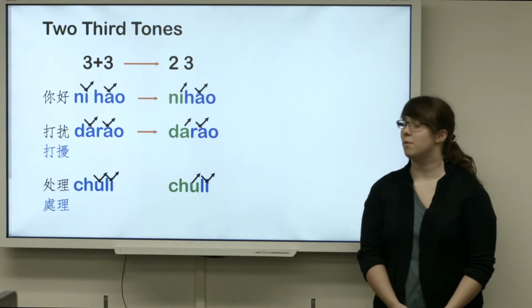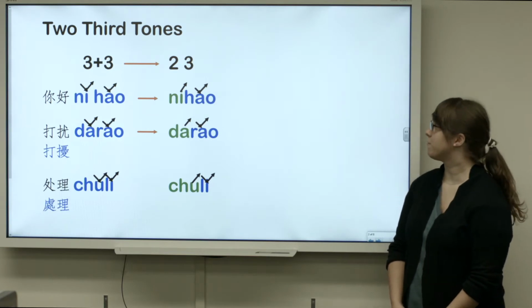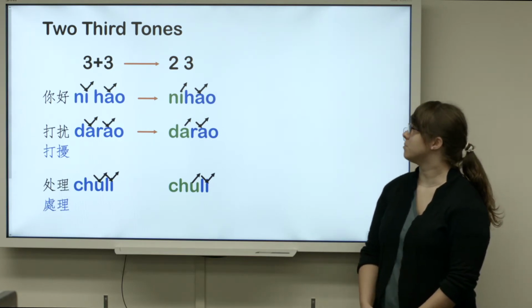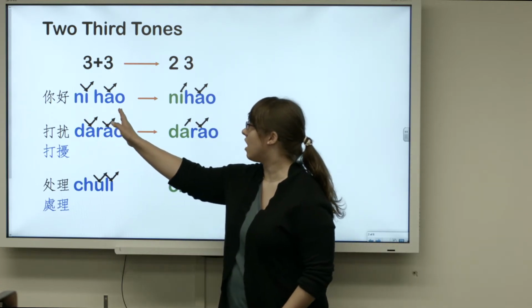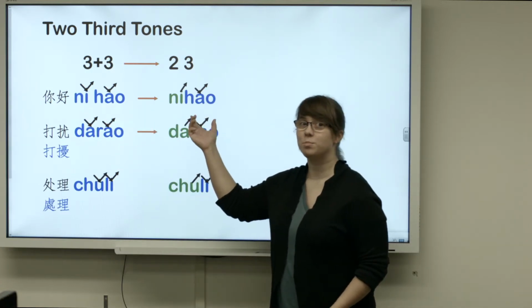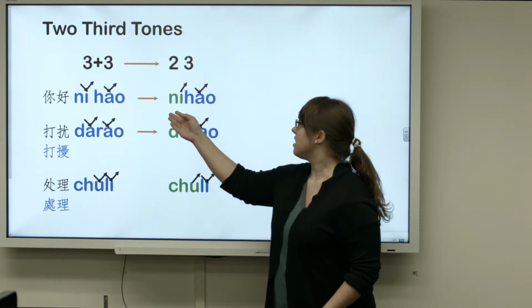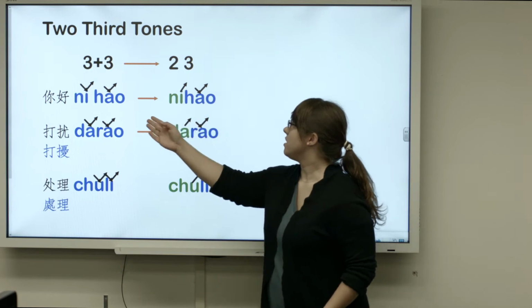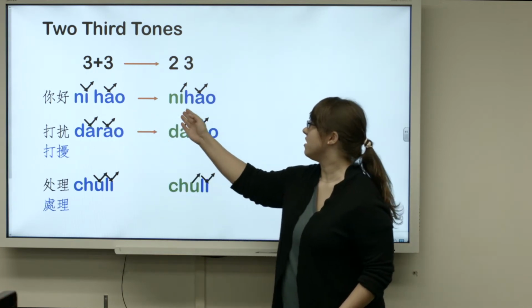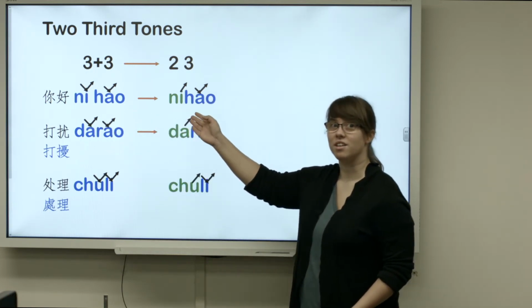First is the rule that when two third tones come together, the first of the two third tones becomes a second tone. So in words like 你好, when you're actually pronouncing it, 你 becomes second tone. So 你好 becomes 你好.